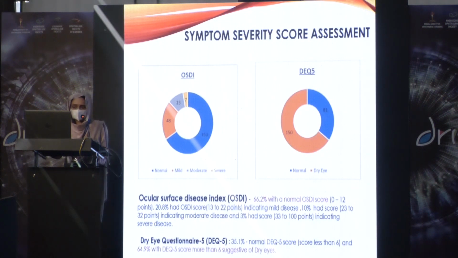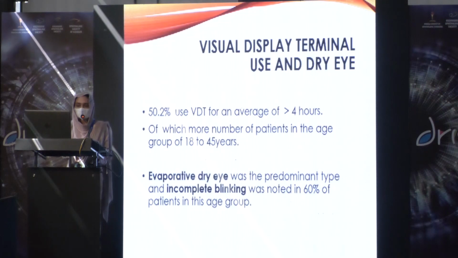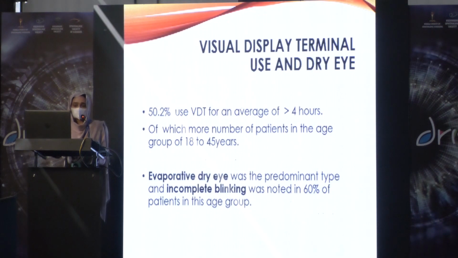On analyzing the symptom severity score, we found that about 66.2% of patients had a normal OSDI score, whereas about 64.9% of patients had a DEQ-5 score of more than 6, which was suggestive of dry eyes. On analyzing the risk factors, we found that about 50.2% of patients used visual display terminal for an average of more than 4 hours, of which more patients were in the age group of 18 to 45 years. Evaporative dry eye was the predominant type and incomplete blinking was noted in 60% of patients in this age group.